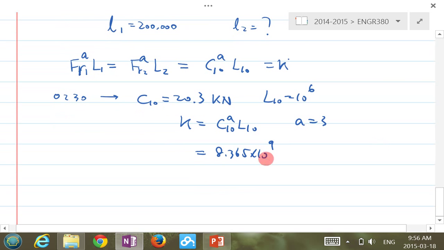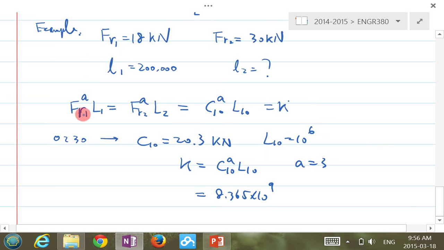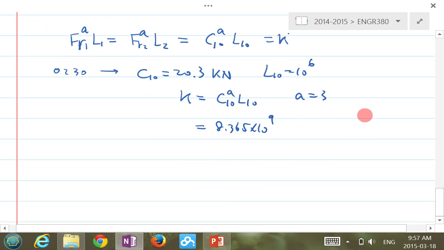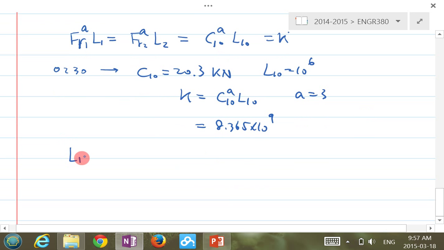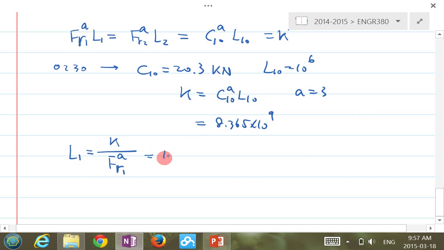So if this is the full damage here, then when the bearing is subject to FR1 only until failure, I can calculate L1. If the bearing is subject to FR2 only, then I can calculate L2. So L1 equal to the total damage, the full damage over FR1 to the power of a. And that gave us 1.434 times 10 to the power of 6 revolutions.